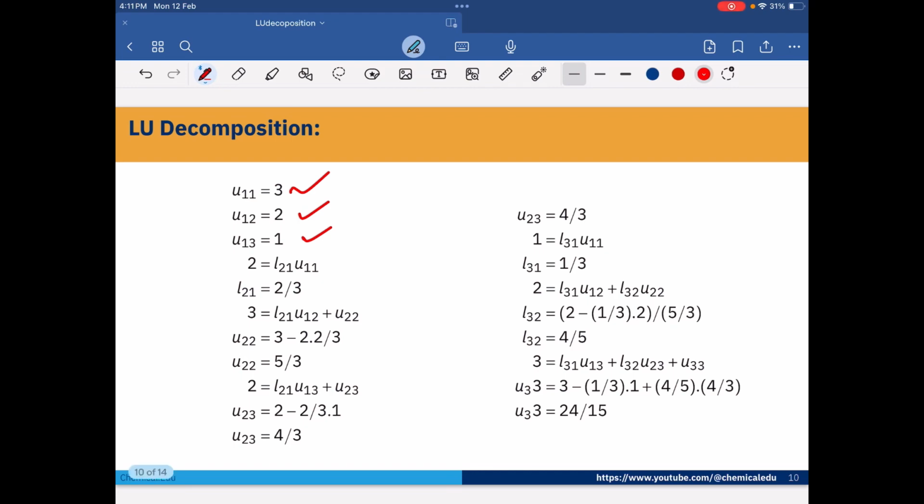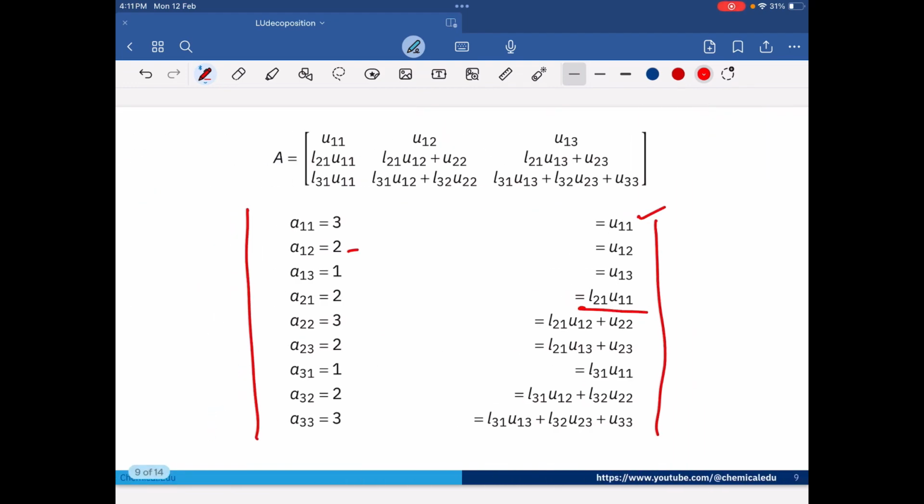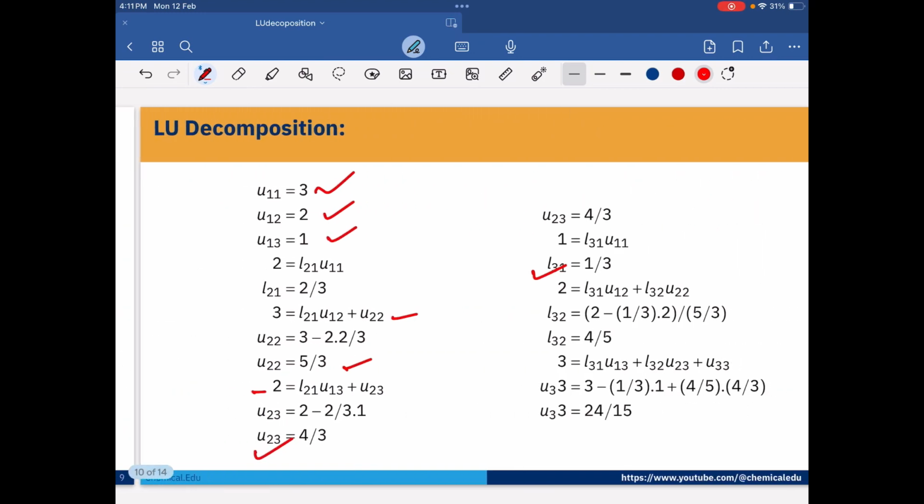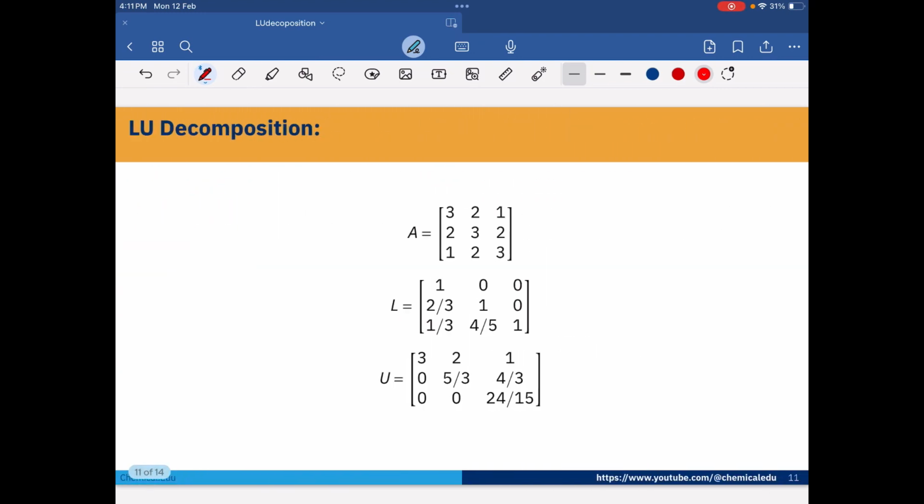Now from this equation we'll get L21. So L21 is 2 by 3. From this equation we'll get U22. From this equation we'll get U23. From this equation we'll get U31. So we will get each and every element of the lower triangular and upper triangular matrix.